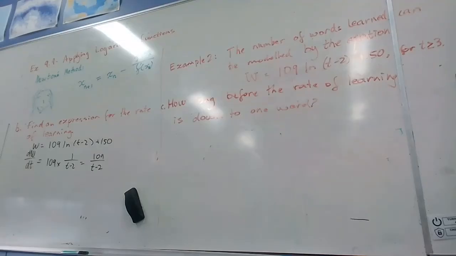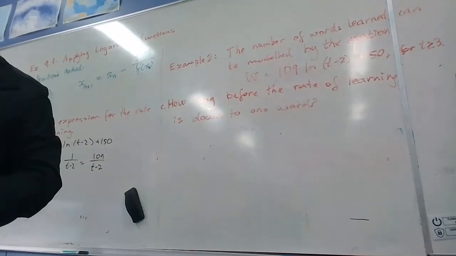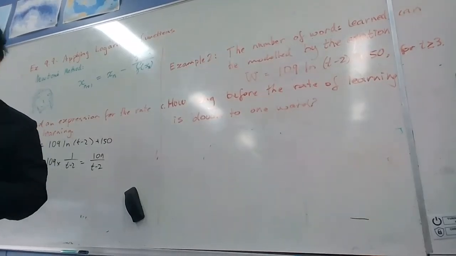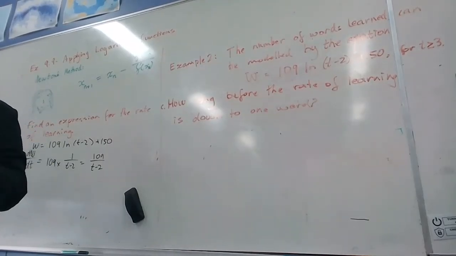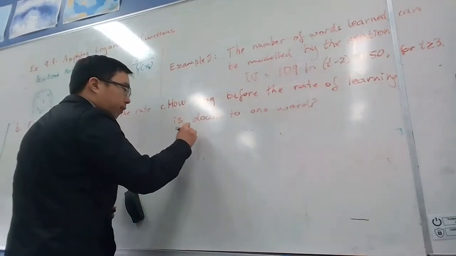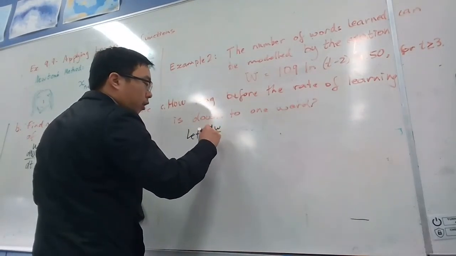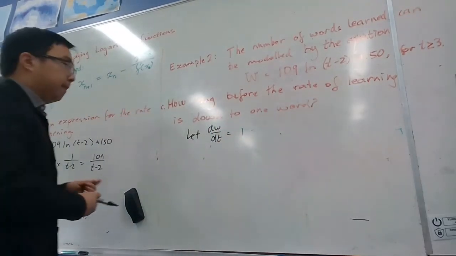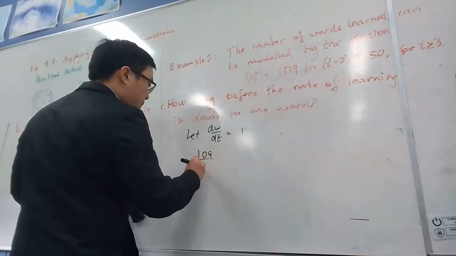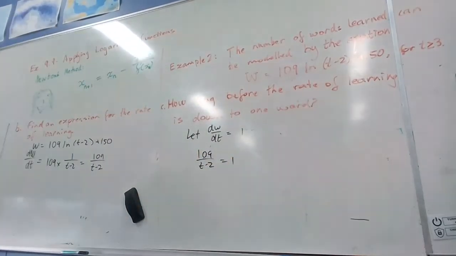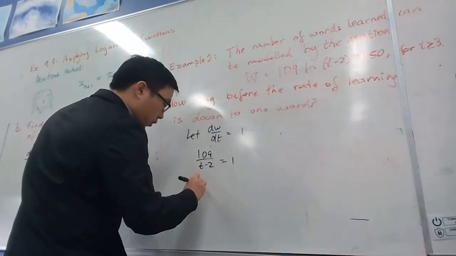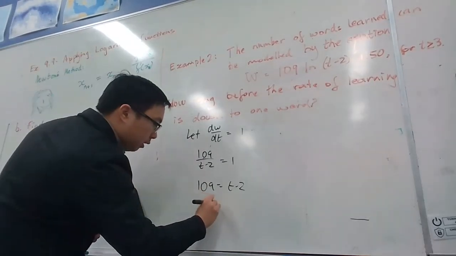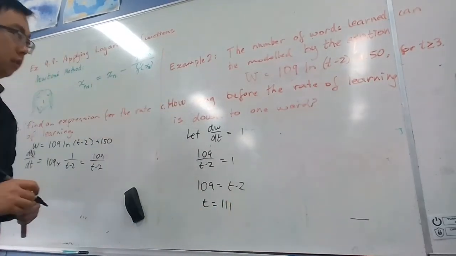How long before the rate of learning is down to one word? It should be per day or per t, but you get the understanding. This is pretty much, again, just application of what we already know. Again, just to make it very clear to the assessor, let dW/dt equal 1, right? Instead of just equating it to 1, just make it clear. That means 109 over t minus 2 equals 1. 109 equals t minus 2, and adding 2 on both sides, t equals 111.